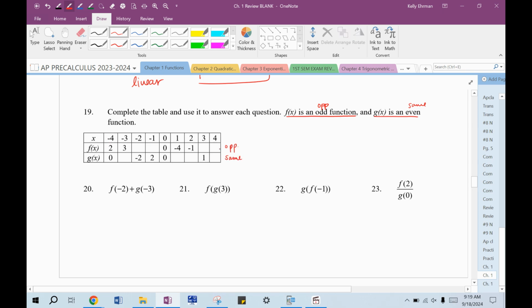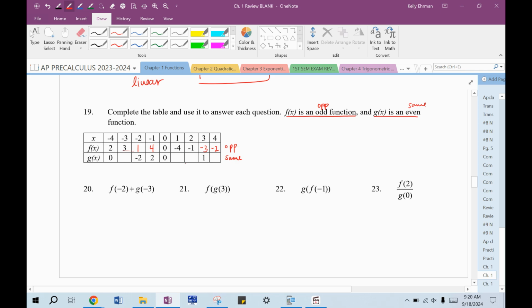For f of x, I'm writing opposite. At negative 4, f is 2, so at positive 4, f has to be negative 2. At negative 3, f is 3, so at 3, f has to be negative 3. Now go the other way. At 2, f is negative 1, so at negative 2, it's got to be positive 1. At 1, I get negative 4, so at negative 1, I've got to get positive 4. So these have the opposite sign of these.